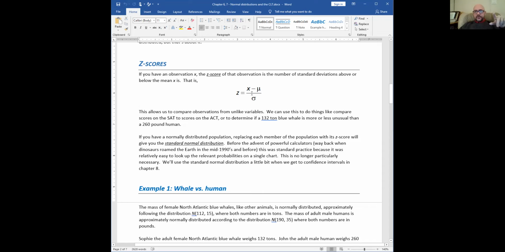The reason we care about this particular thing is that Z-scores allow us to compare unlike things. So for instance, let's say, I guess the SAT is back to a 1600 point scale. It was 2400 for a while. I don't know if you guys even know that. But let's say you got a 1200 on the SAT and a 27 on the ACT. Which of those is better?